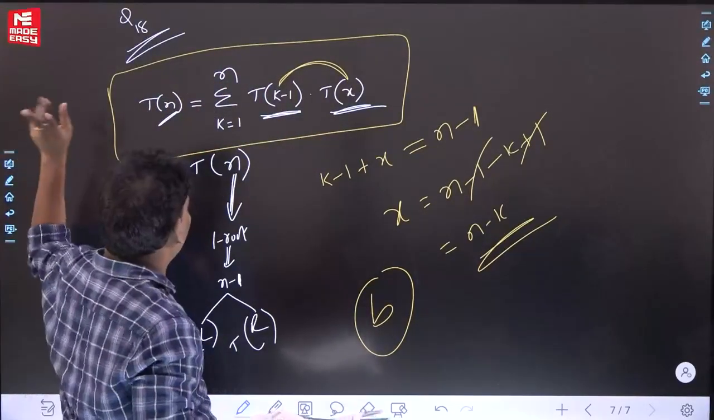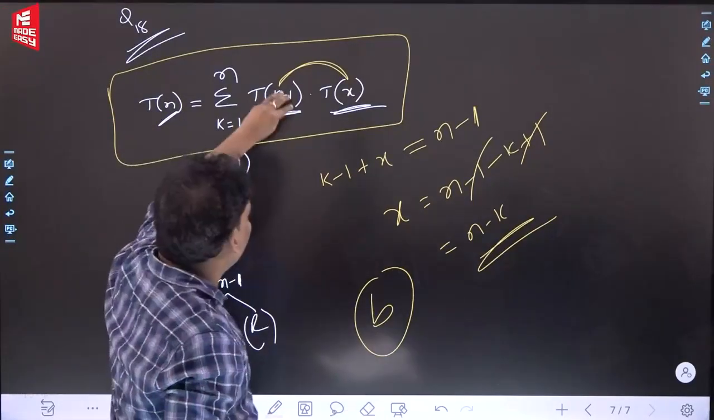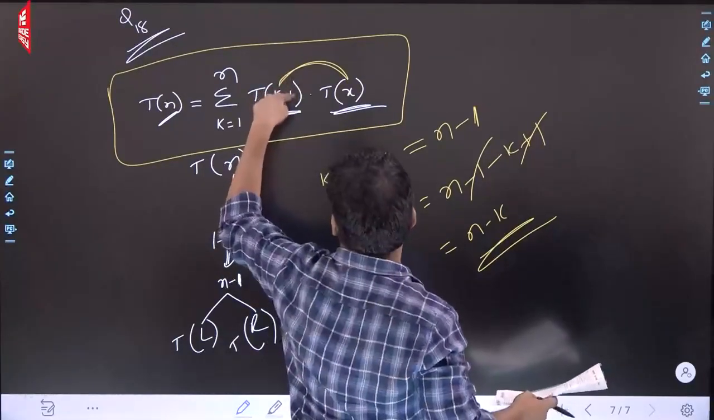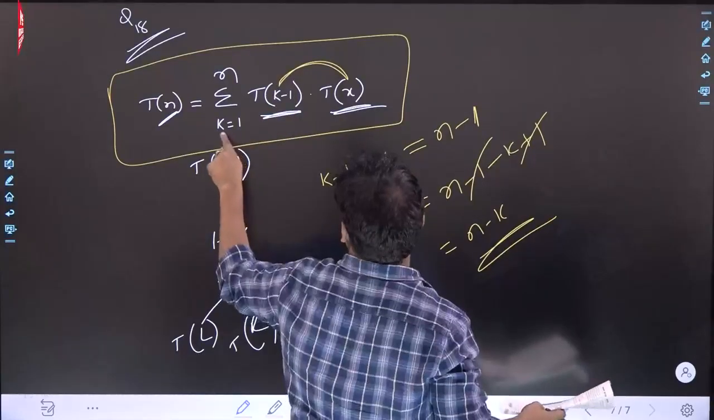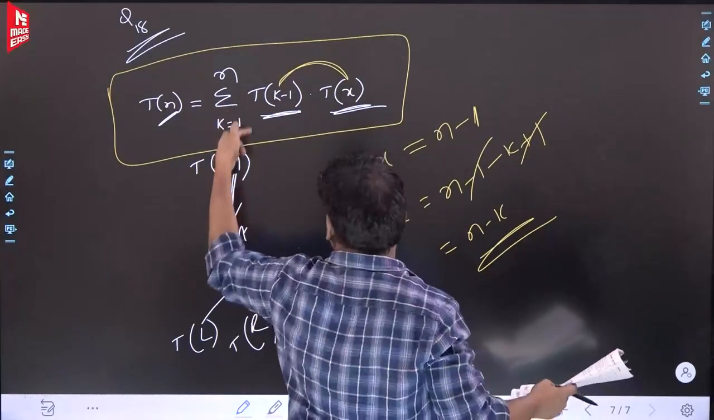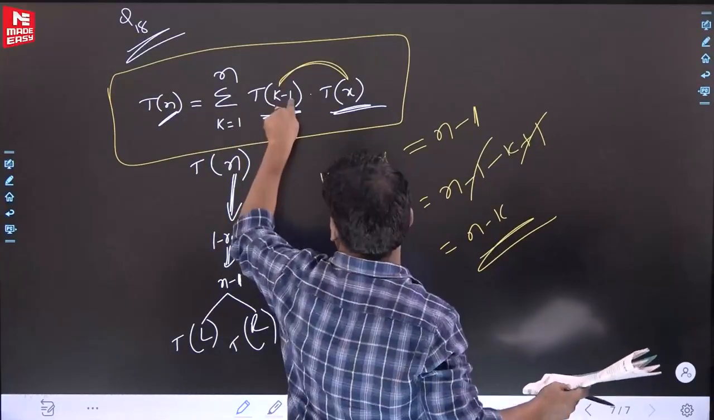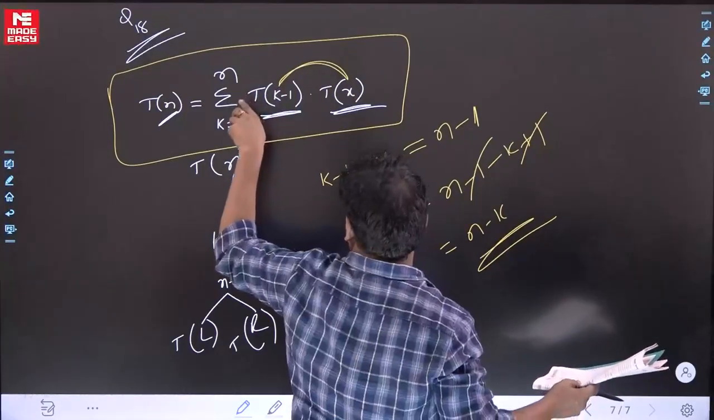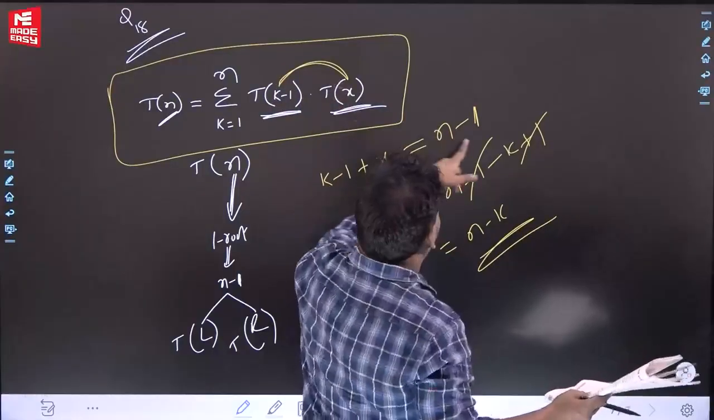N people, one root, remaining n minus 1. N minus 1 is divided into two parts. Few keep on the left, few keep on the right. Left, how many will you keep? Minimum 0. Some people are asking how 0? See this one. If k value is 1, 0 will come. Next, k is slowly increasing. K value 2, 1 will come. K value 3, 2 will come. Like that, all possibilities. Left keep few, right keep few. By adding both, n minus 1 will come.